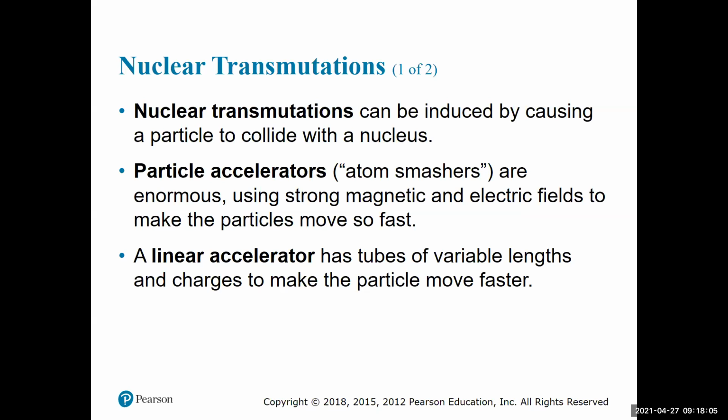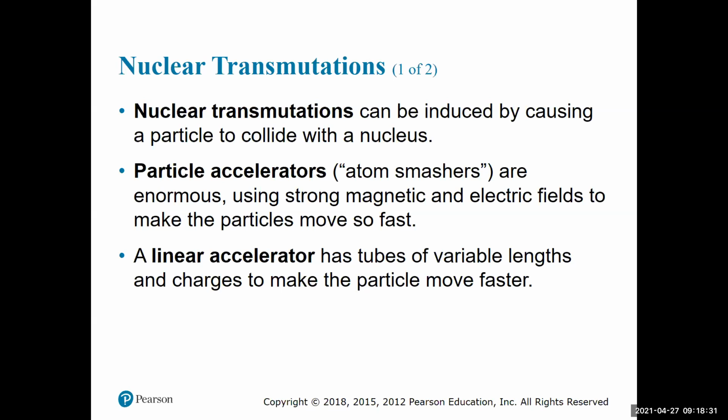There's something called the particle accelerator. Sometimes you refer to them as atom smashers. They're really big, and they use magnetic and electric fields to make the particles move really fast, and then they smash into them. There's also something called a linear accelerator, where you have all these tubes of different lengths, and the particles move really fast.